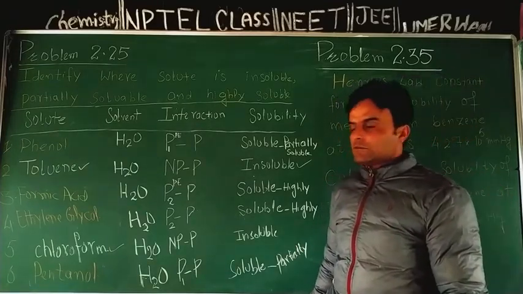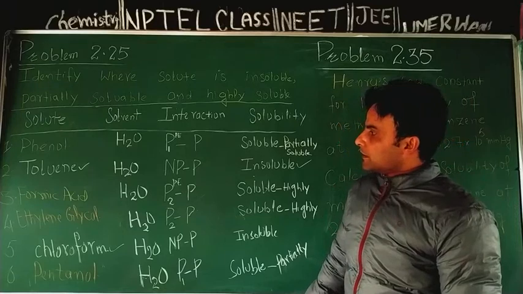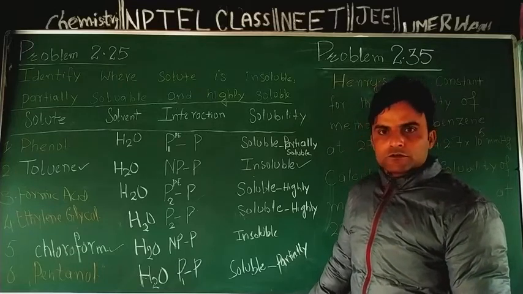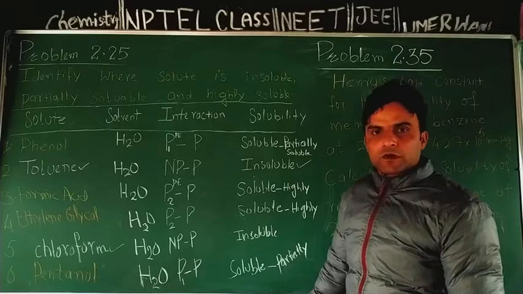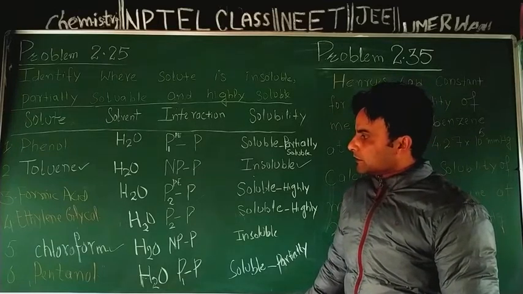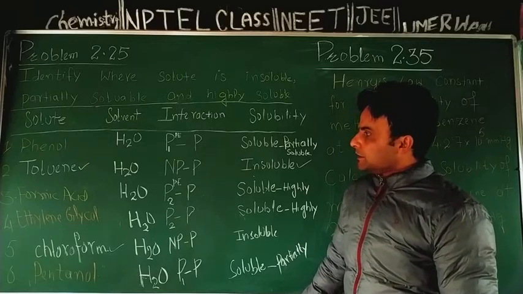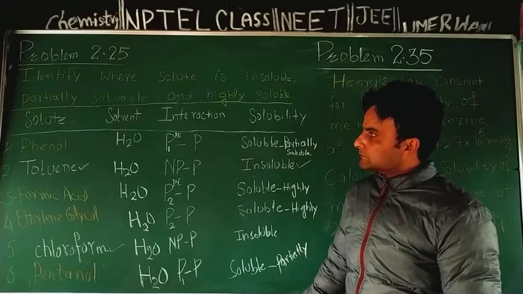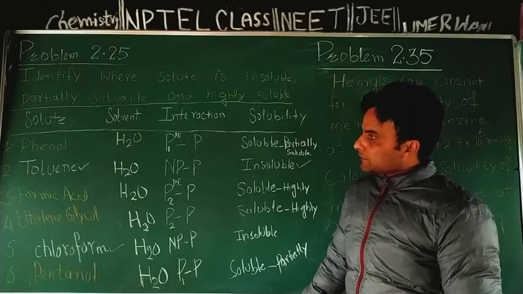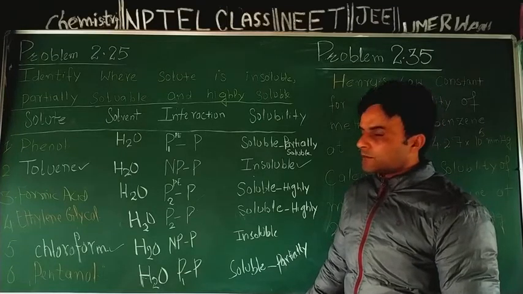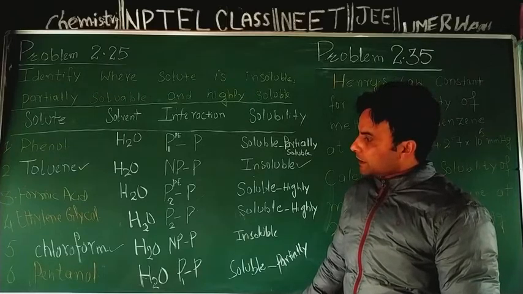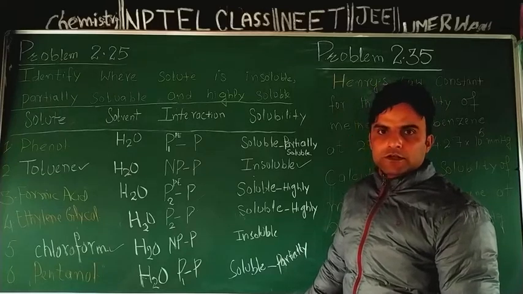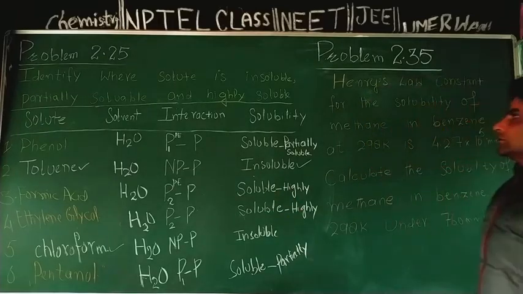Now I am at the stage where I can answer my question. Considering the solvent for them is the same, among these 6 solutes, 2, that is toluene and chloroform, are insoluble. 2 are partially soluble, that is phenol and pentanol, and 2 are highly soluble, that is formic acid and ethylene glycol. This is the solution to this problem.